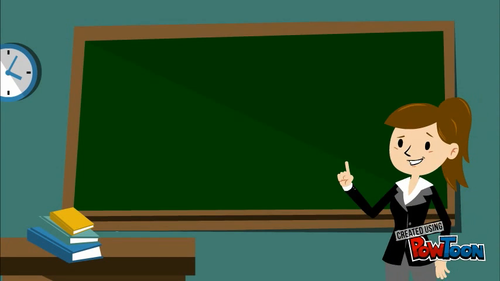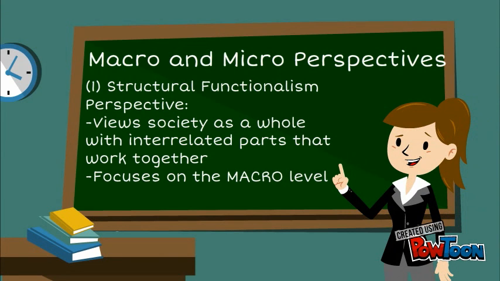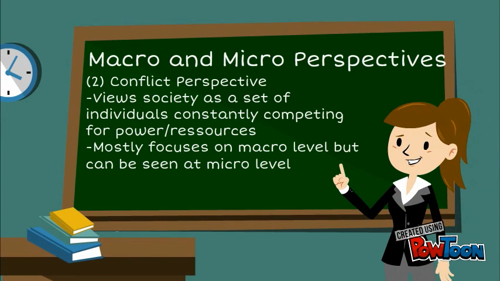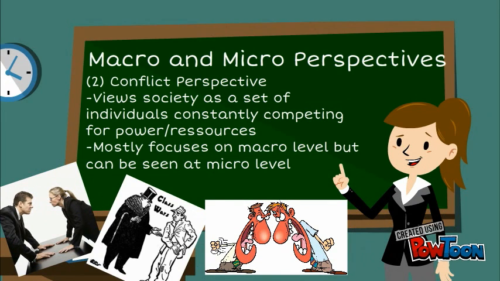There are three macro and micro perspectives. The first is structural functionalism, which perceives society as a whole with interrelated parts that work together. This perspective focuses on the macro level. The second is the conflict perspective, which views society as a set of individuals constantly competing for power and resources. This perspective mostly focuses on the macro level, but can be seen at the micro level as well.